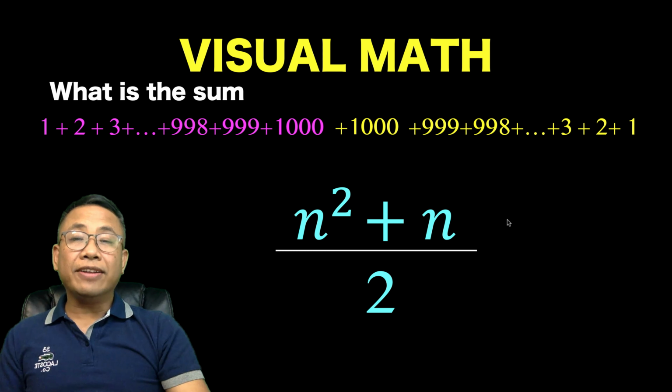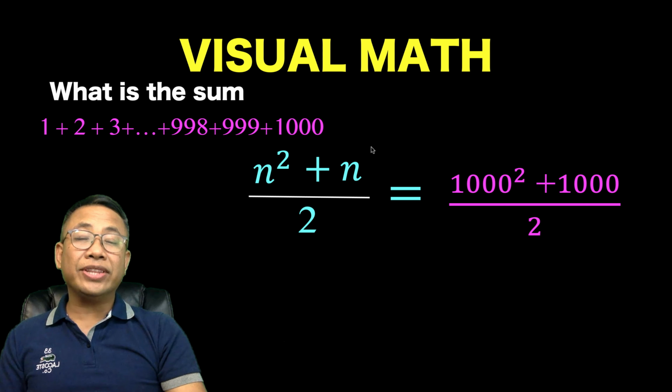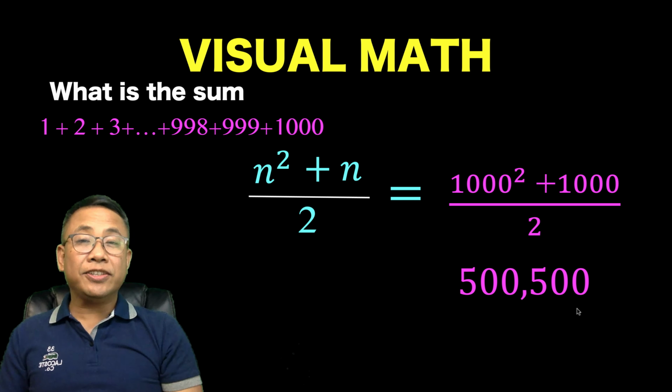And substituting now the value of n to this formula, where n is 1000, we found that the sum of the first 1000 counting numbers is equal to 500,500. And see the beauty of math visualization.